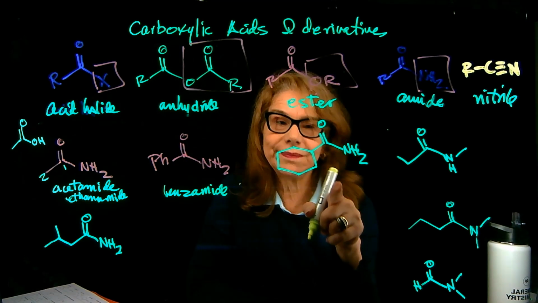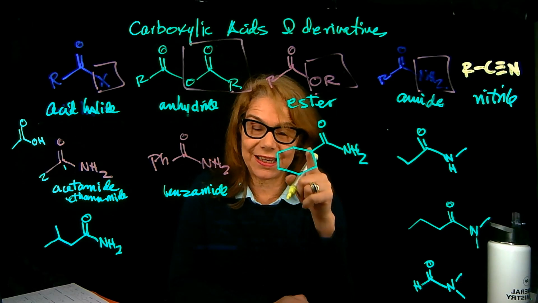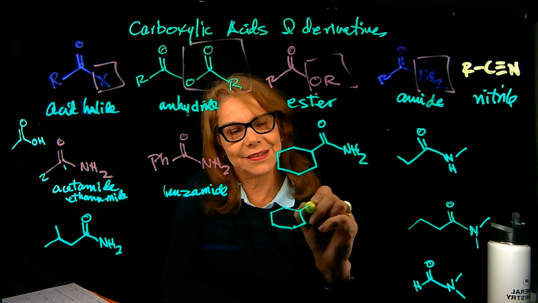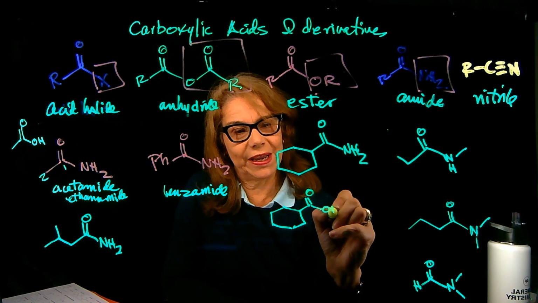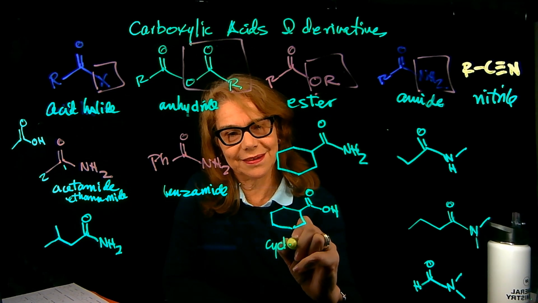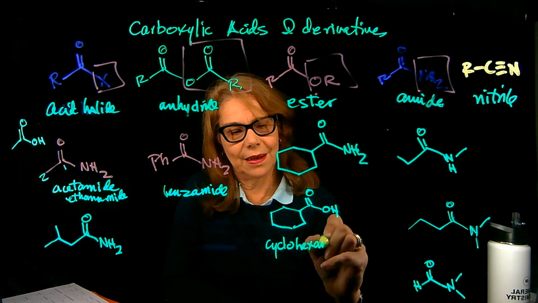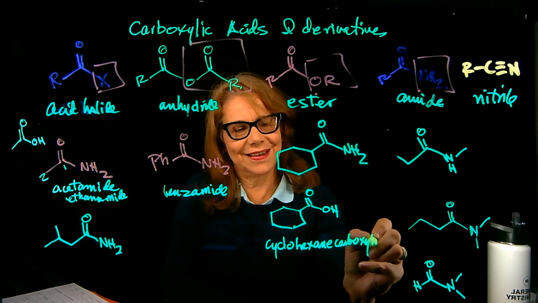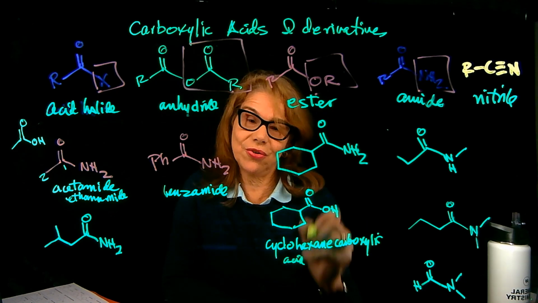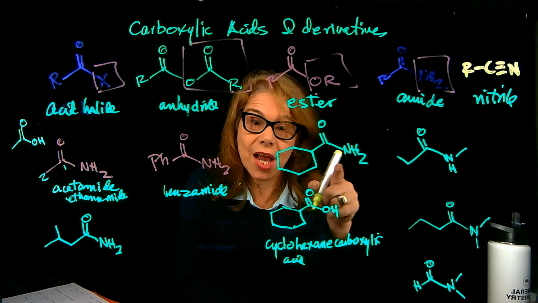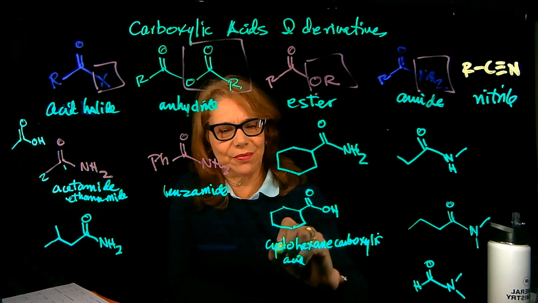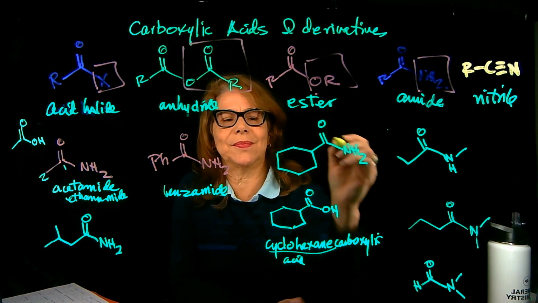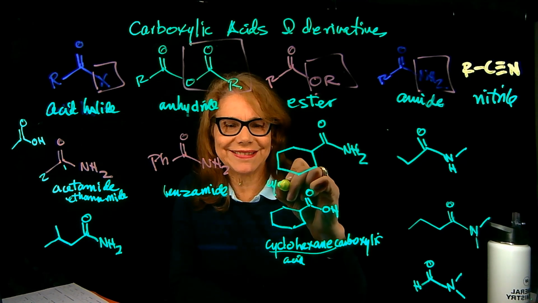Now, this one, the parent acid would be cyclohexane carboxylic acid. So let's write it down. Cyclohexane carboxylic acid. All right, so this is going to be cyclohexane carboxamide. So we're going to be using this part in the word carboxamide. So let's squeeze it in.